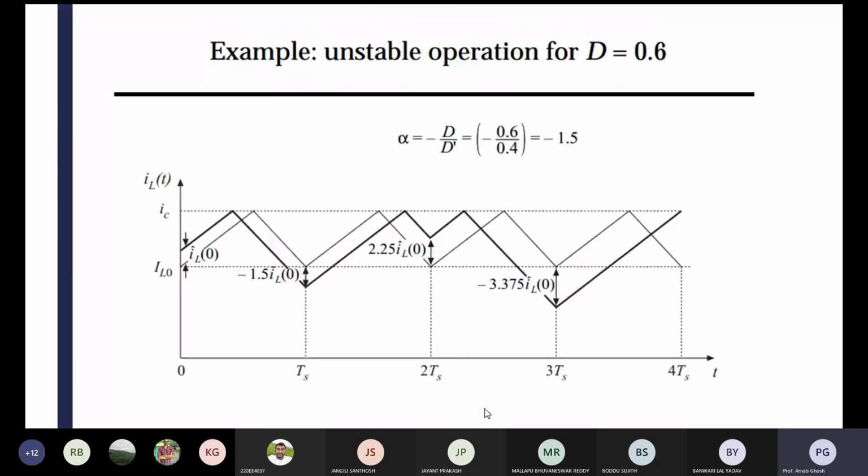Now the second thing we can observe is unstable operation at D equal to 0.6. Then you can see some cases. Alpha equals the ratio of D and D dash. D dash means 1 minus D, so it is minus 0.6 by 0.4, which is minus 1.5. Its magnitude is more than 1, so there is a problem of instability. Why is it unstable? You can see that due to the given perturbation, it will come in here.